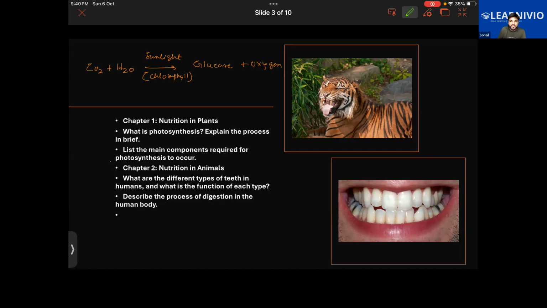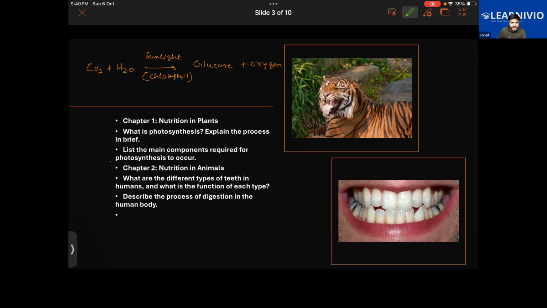Further, algae also carry out photosynthesis. You have seen the green patches growing on moist areas. Yes, sir. That is called algae. So algae also perform photosynthesis apart from the green plants.